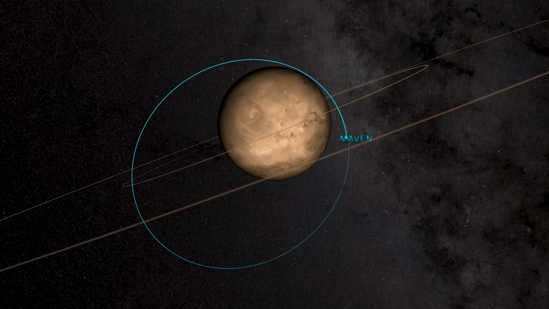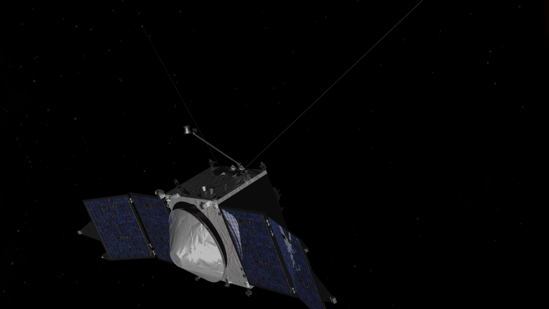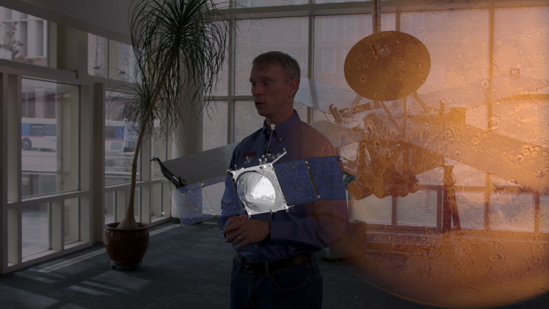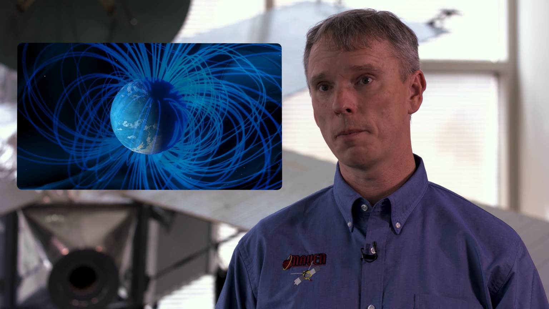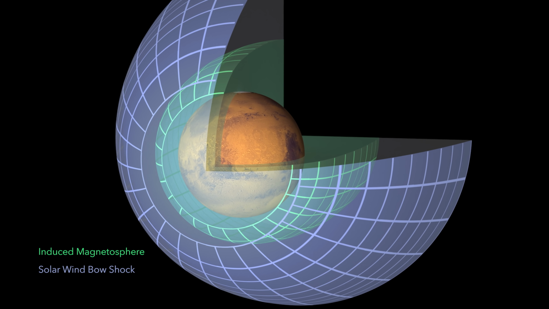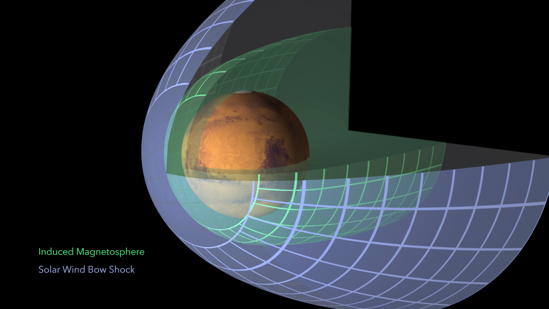One of the things we're trying to understand with Maven is whether a magnetic field for a planet is important for regulating the climate or allowing the planet to keep an atmosphere. Earth has a global dynamo magnetic field. Mars does not, but Mars has an induced magnetosphere. It has an induced magnetic field.